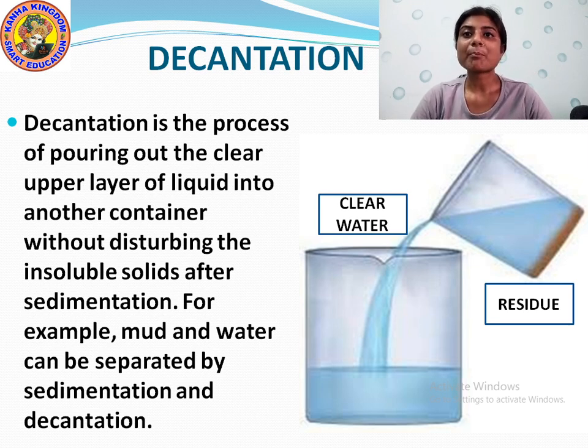For example, mud and water can be separated by sedimentation and decantation. The mixture of mud and water solution can be separated by the process of sedimentation and decantation, where the solution of mud and water is kept for some time so that the mud settles down, and then the water can be poured into another container by the process of decantation. So these are the different processes by which we can separate the different soluble and insoluble substances.